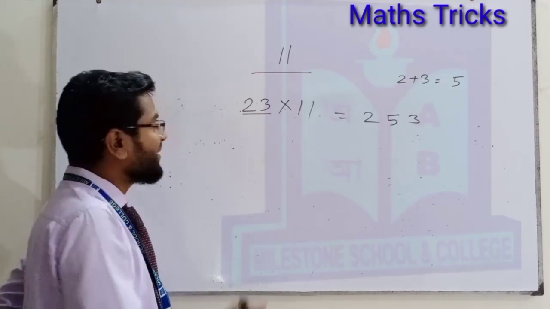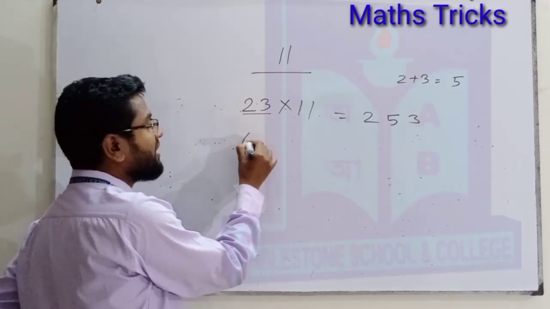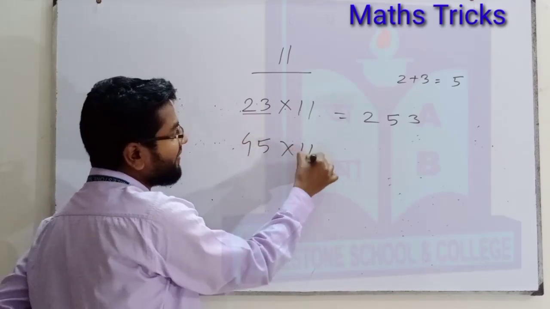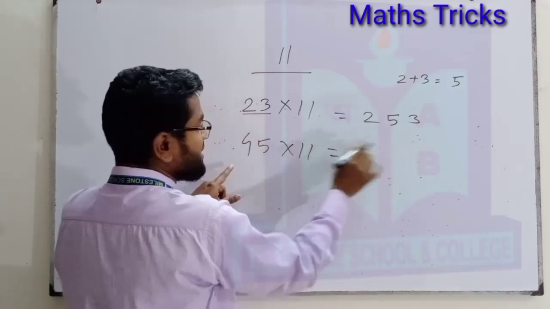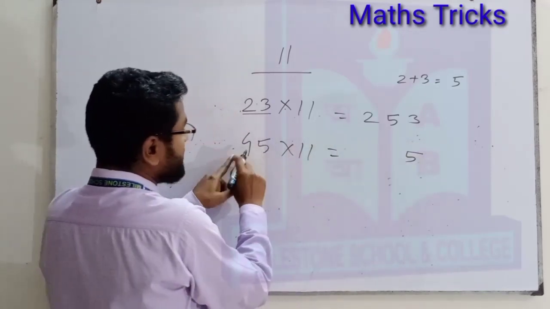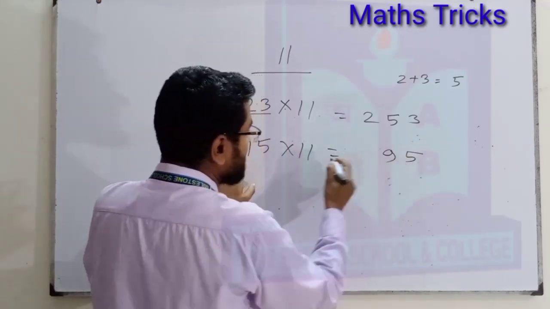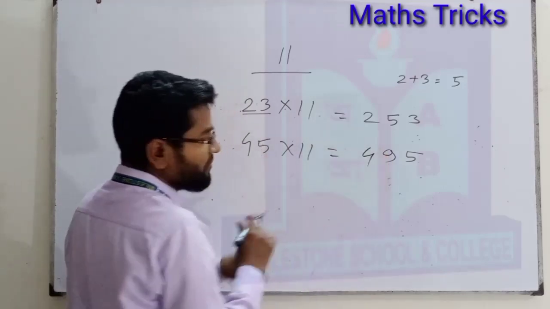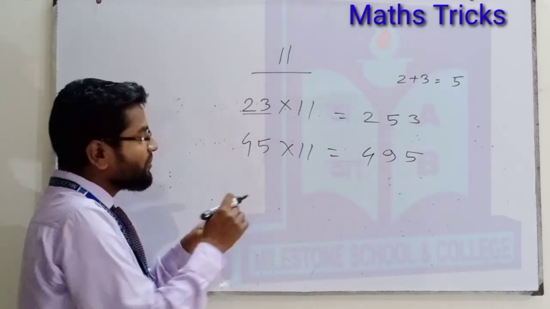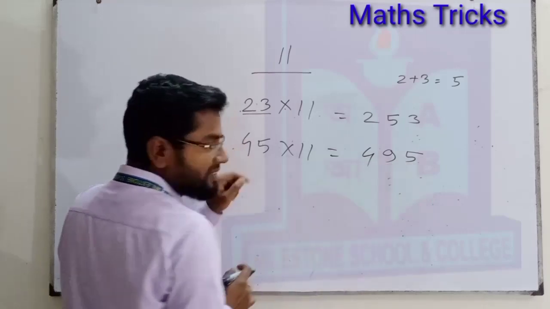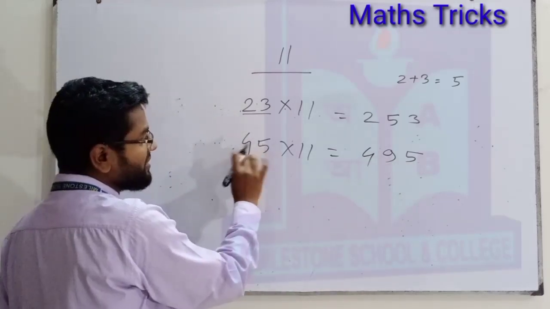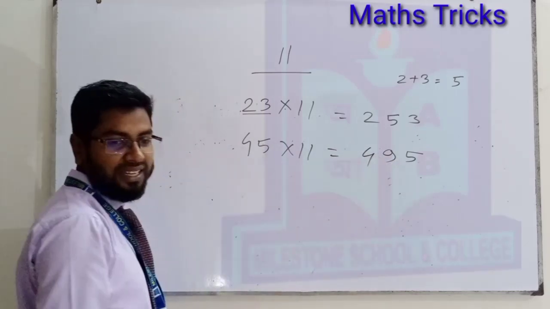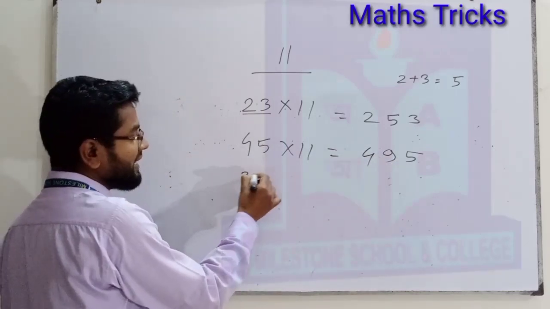253. Now, see, 45 multiply 11. What will it be? Same way. The last digit will be 5. Then the addition will be the second digit. And the first digit will be 4. So look, 4 and 5 sit in the last and first places, and the addition of these two digits will be in the middle.